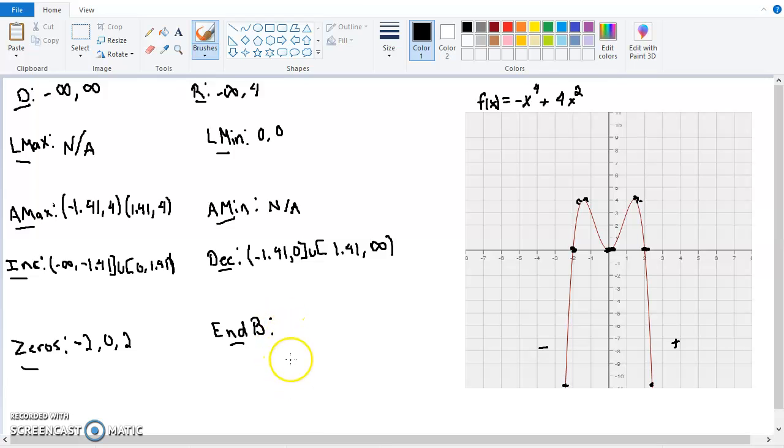And your end behavior will be: as x goes to negative infinity to positive infinity.